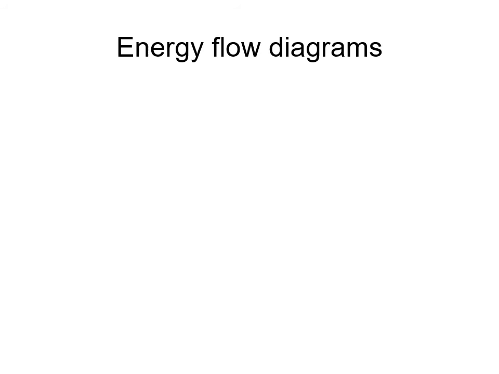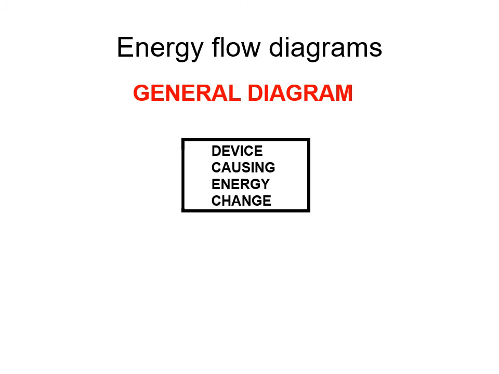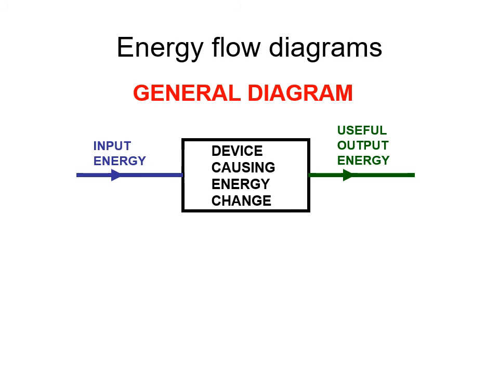So we can also illustrate this efficiency by something called an energy flow diagram, also known as a Sankey diagram. So this is the general diagram. You start off with the device that you've got. It could be a light bulb or a jackhammer or a speakerphone, for example. And then we have the energy going in, the energy going out which is useful, and the energy going out which is wasted. So basically three things.